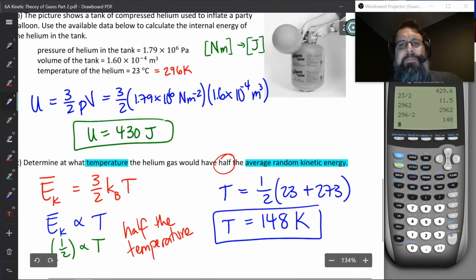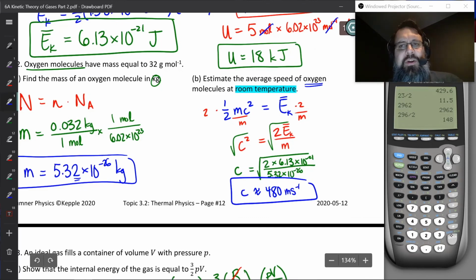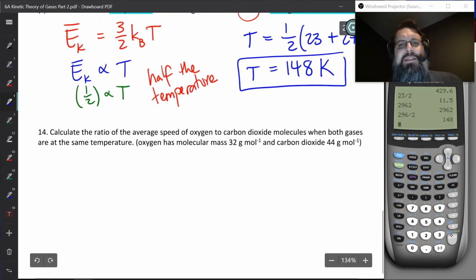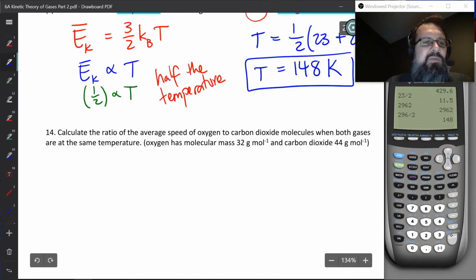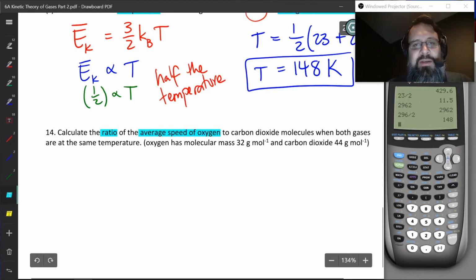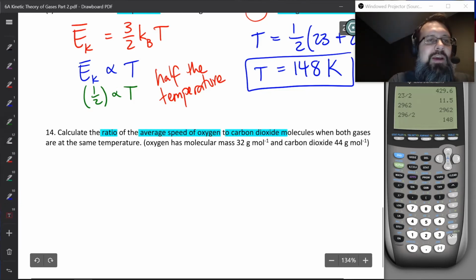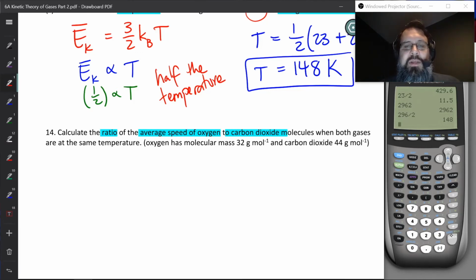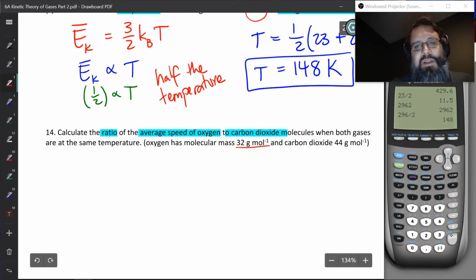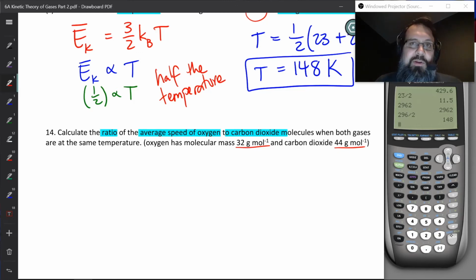Now we're just going to say, hey, if the oxygen particles are moving at 480 meters per second, how does that compare to the speed that the carbon dioxide molecules will move at? So it's saying calculate the ratio of the average speed of the oxygen to the carbon dioxide. So we're trying to figure out how many times faster the oxygen particles are compared to the carbon dioxide particles. And we know that the oxygen particles are lighter than the carbon dioxide particles, so the oxygen particles should be moving faster. That's sort of what our intuition is telling us. Let's go ahead and calculate this.